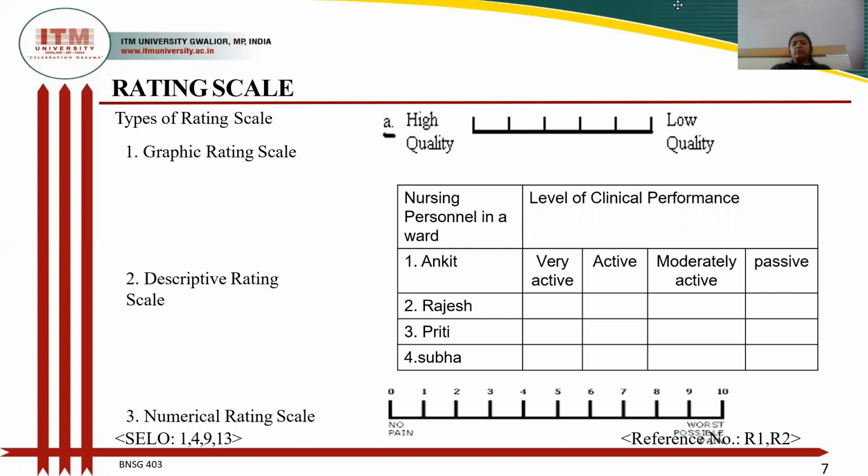So here are certain examples of the types of rating scale. What are the various types of rating scale? We mainly have three types. The first one is the graphical rating scale. It means graphs are shown, and through the graph we show how much rating we can give. That is the graphical method of rating scale.